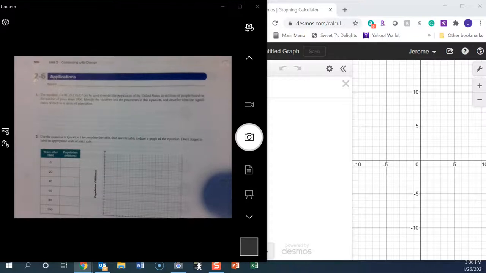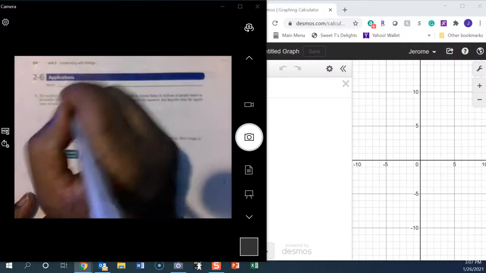Number one, the equation y equals 81.15 times 1.013 to the x can be used to model the population of the United States in millions of people based on the number of years since 1900. Identify the variables and parameters in this equation and describe what the significance of each is in terms of population. Now, the reason why I'm having us do this problem is to give you a basic overview of exponential decay and exponential growth.